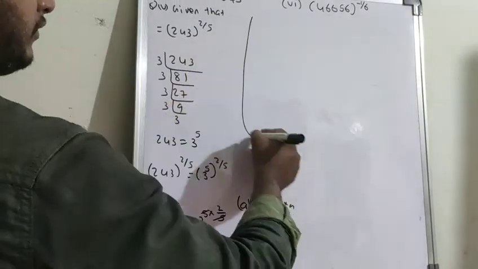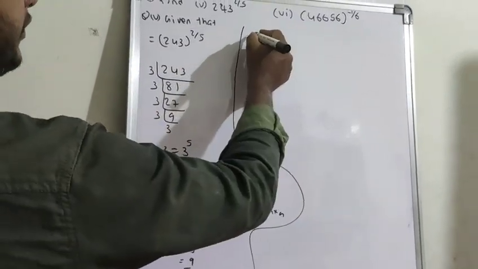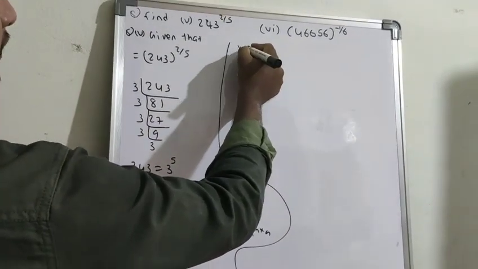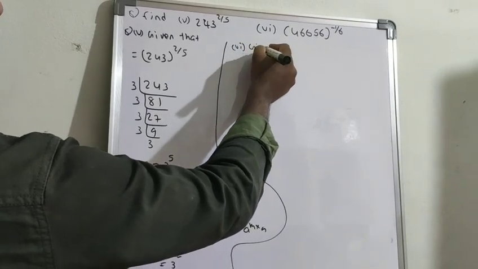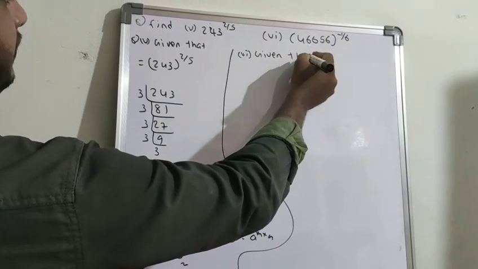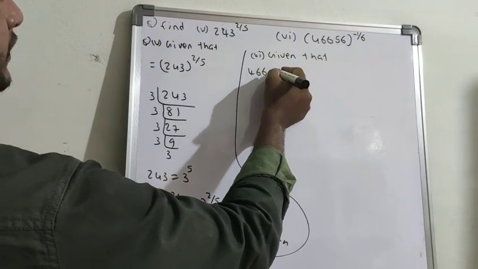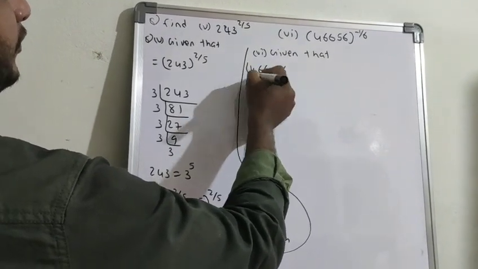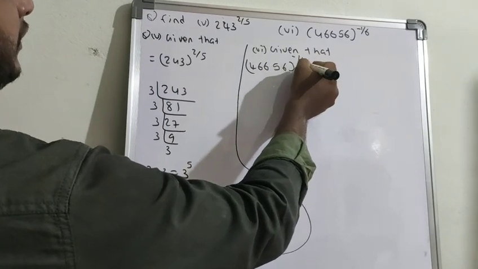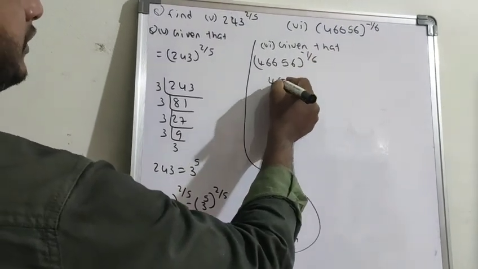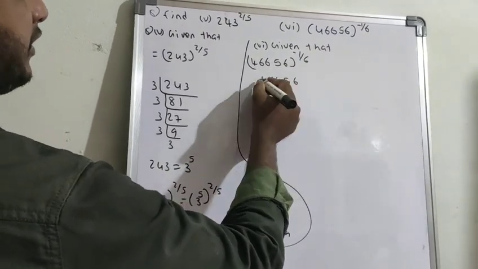Similarly, this is also the same thing you have to do, but the number is big. That's it. So the next one given is 46656 all to the power of minus 1 by 6. You don't need to worry. Don't worry by seeing the big number 46656.